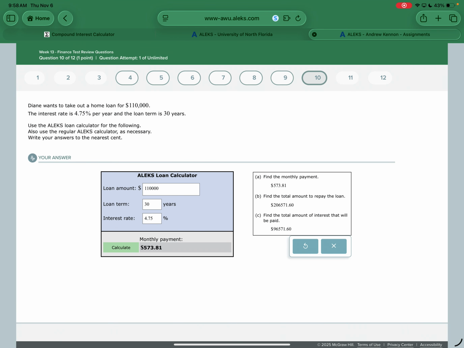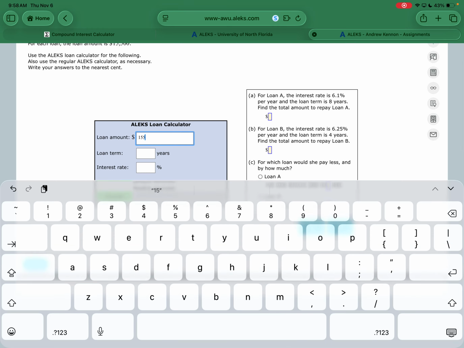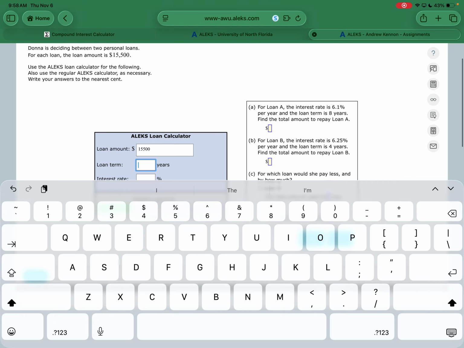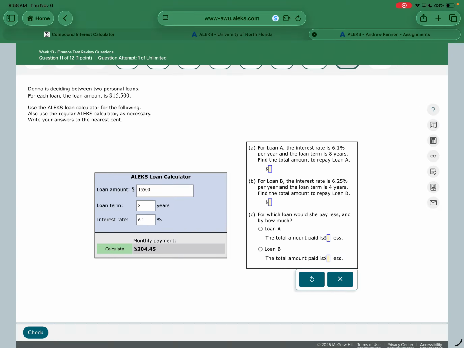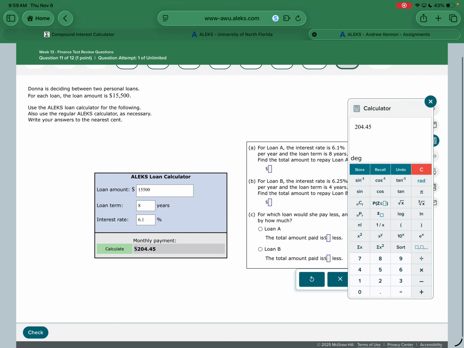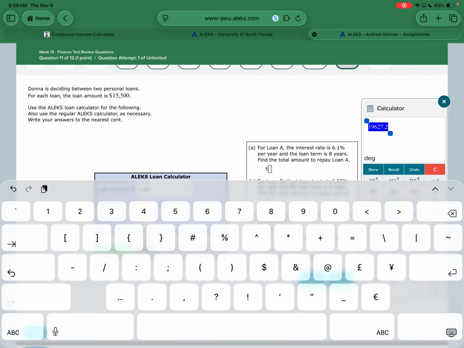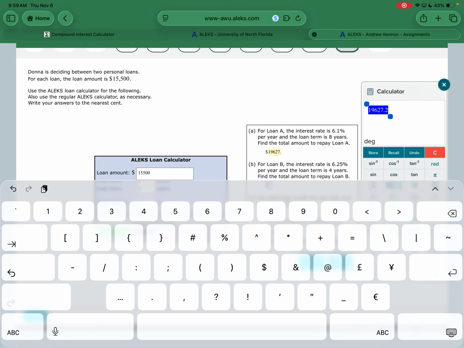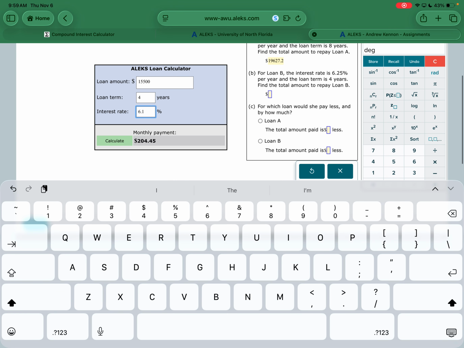All right, number 11, same idea with one of these calculators. So we are going to do 15,500. Loan term for the first loan was 8 years with a 6.1. So we could calculate. Now, what's different on this one is it does say to find the total amount. So don't think it's just a monthly payment. This one wants you to find the total amount. So 204.45 times 12 for the months times 8 for the years is 19,627.2.